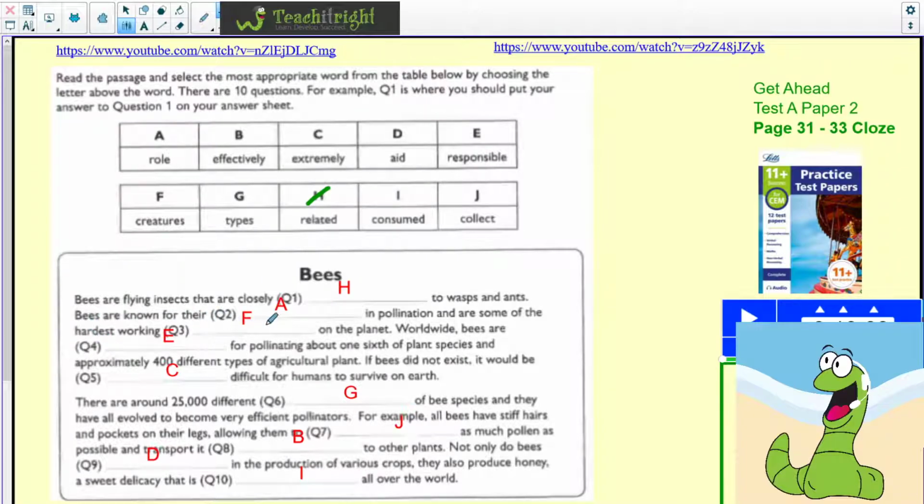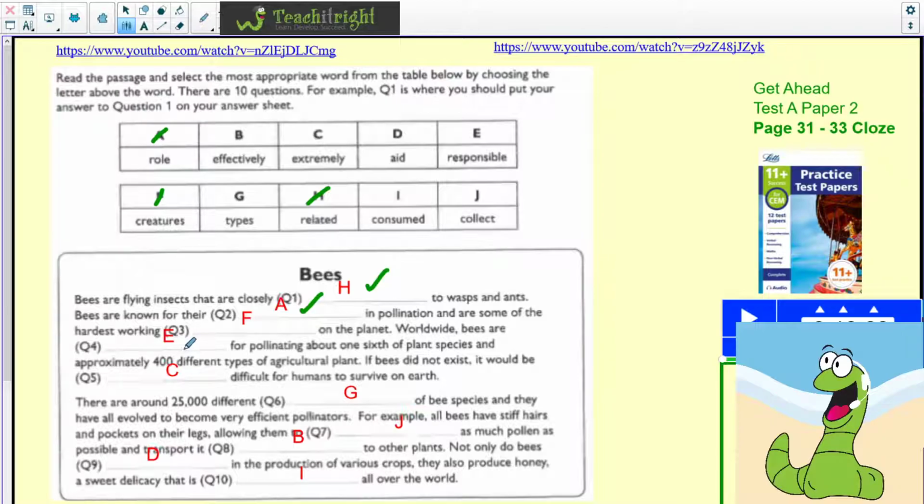Bees are known for their something in pollination and are some of the hardest working. Bees are known for their, now what would they be known for? Bees are known for their role in pollination. So in other words, their job. So again, let's cross out role because we've used that one. So as you're going down through, you can give them a tick. And are some of the hardest working, let's have a little look, hardest working creatures on the planet. There we go. So we can cross out F. So again, just move these down a little bit on the line.